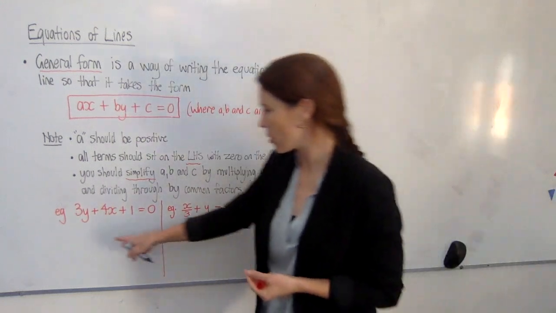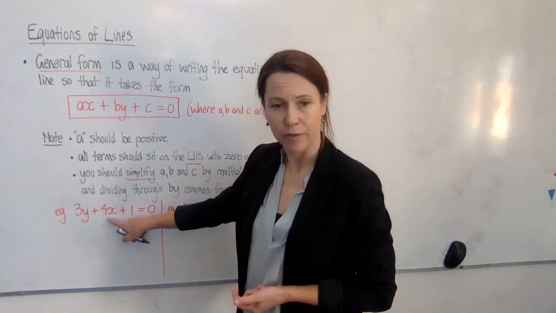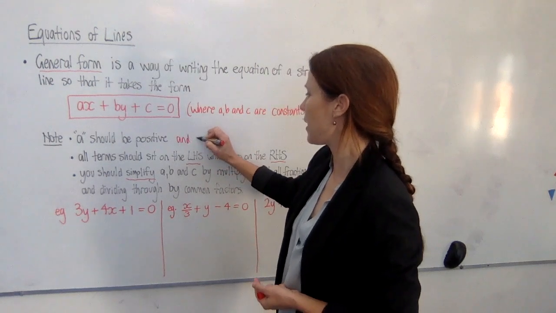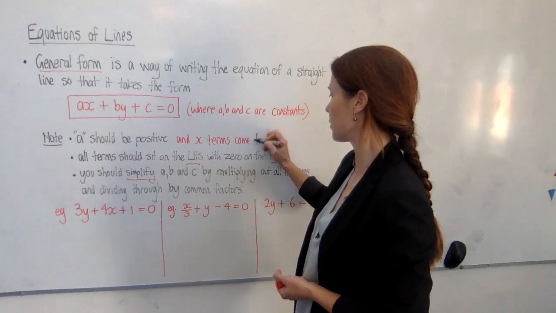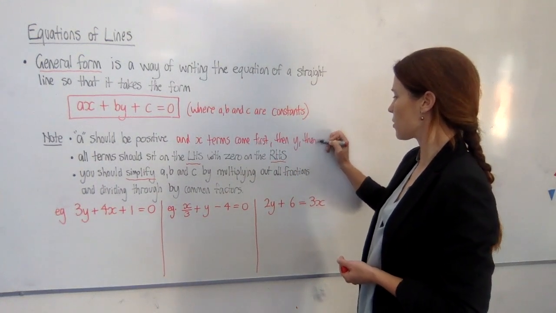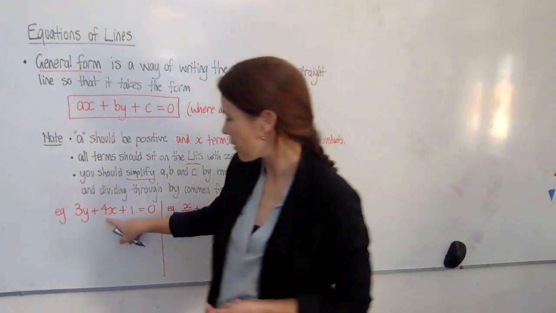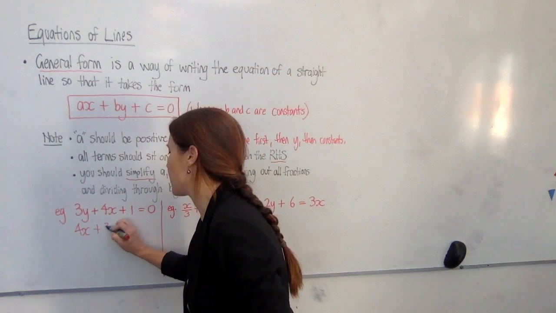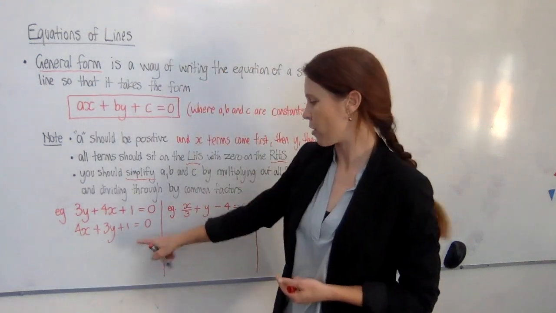So see if you can spot what's not right about this one. The x's aren't first, are they? So we need to have, a should be positive, let's add that in there, and x terms come first. Let's write then y, then constants. I should have added that to my notes first. Okay, we've got it now. So we need to just rearrange these ones, put the 4x's first, then the 3y's, then the 1, and it's fixed. Now it's looking good, like general form.